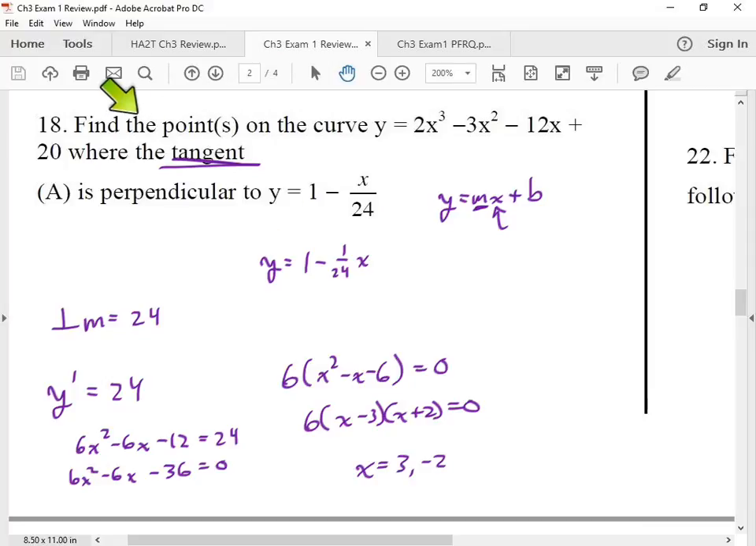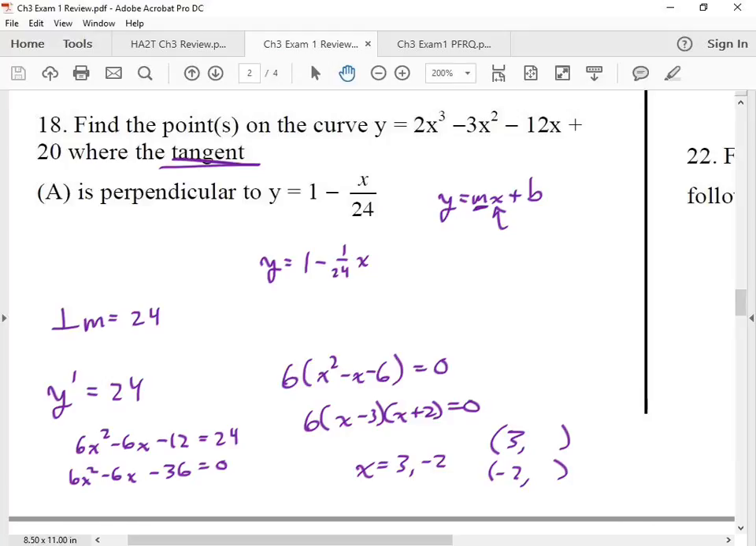Here it says find the points. What did we find? Did we find points? No, we found x values. We have to find the points. So how do I find the y's? Plug the x's into what? y prime or y? y. Yes, you plug it back into the original one. So plug 3 into these, and you'll get the y value. Plug 3 into those and find those.